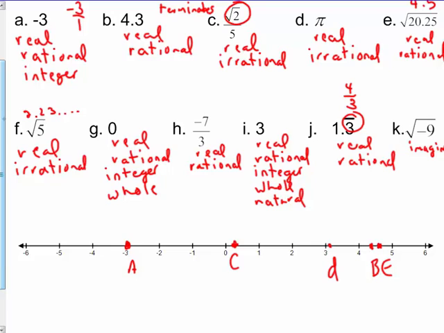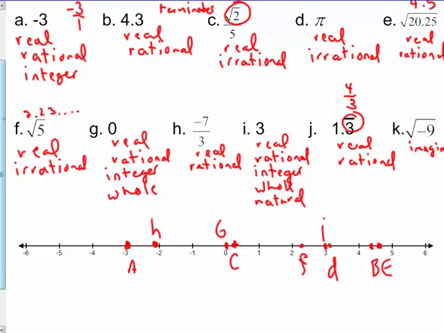For D, pi, 3.14. E, 4.5, about right in the middle there. F, 2.23. Okay, so that's going to be 2 and 1/4, something around there, pretty close. 0, we should know where that is. That's our G. H, -7/3. That's -2 and 1/3. So -2 and 1/3, over, should probably be a little bit more to the left. Yeah, that's a little bit better there.